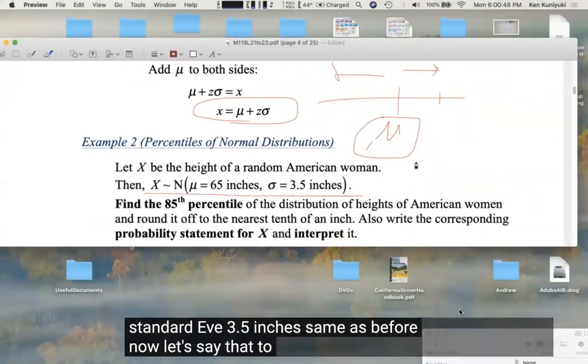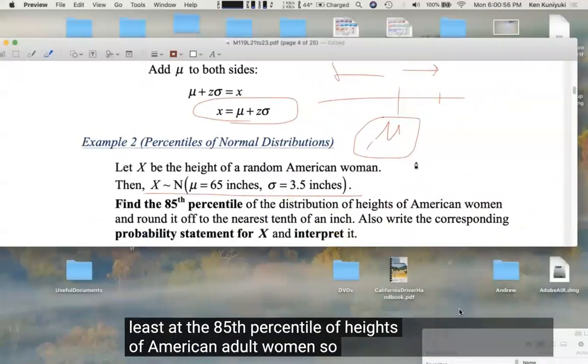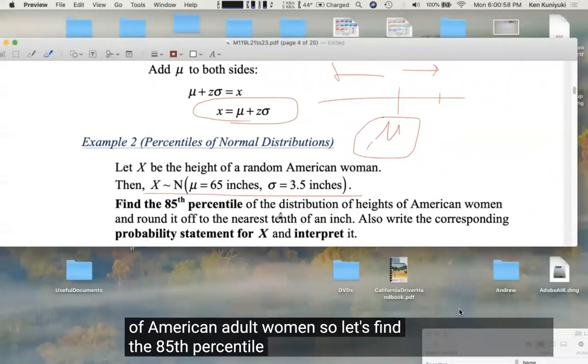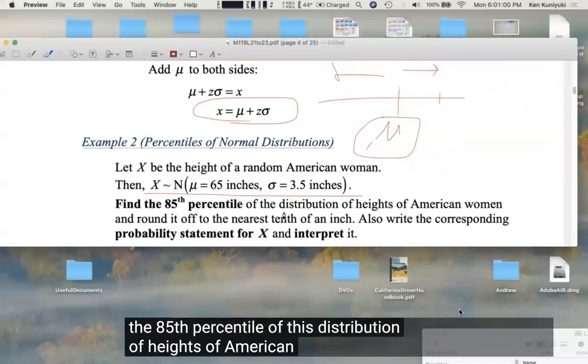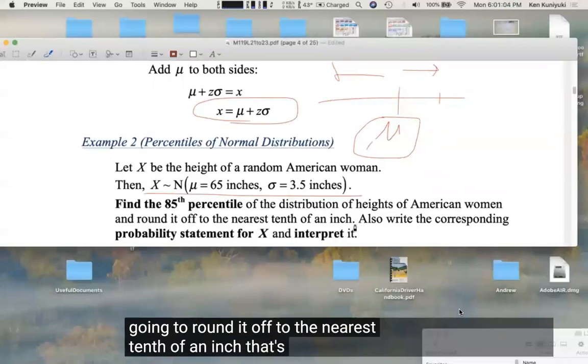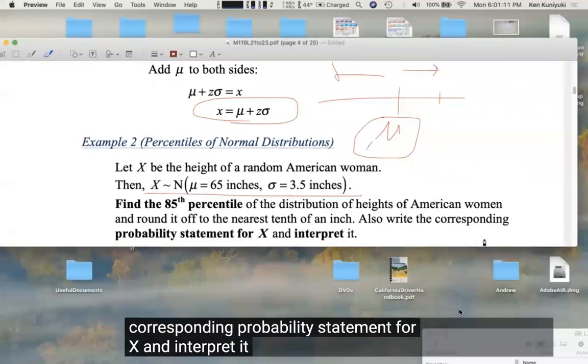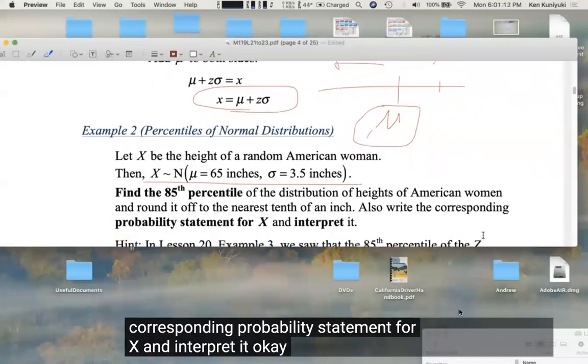Now let's say that to join a particular basketball team, a woman has to be at least at the 85th percentile of heights of American adult women. So let's find the 85th percentile of this distribution of heights of American women, and we're going to round it off to the nearest 1/10 of an inch. That's 1 decimal place. And we're going to write the corresponding probability statement for X and interpret it.